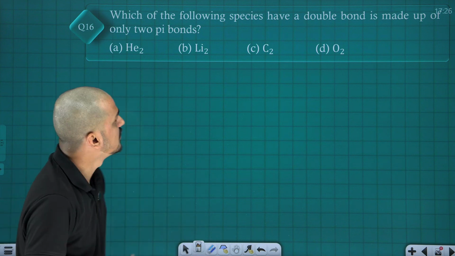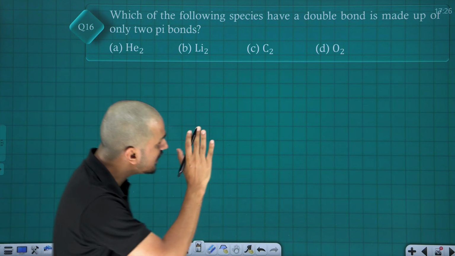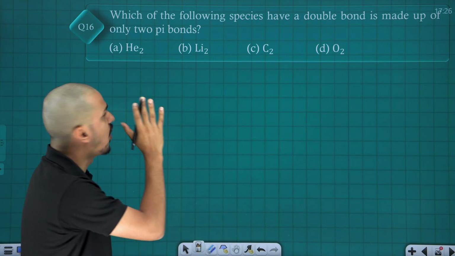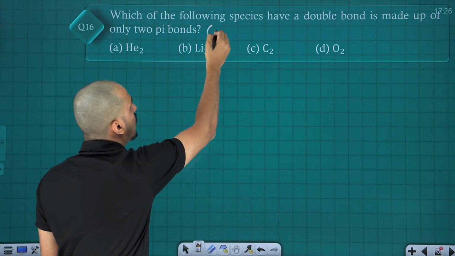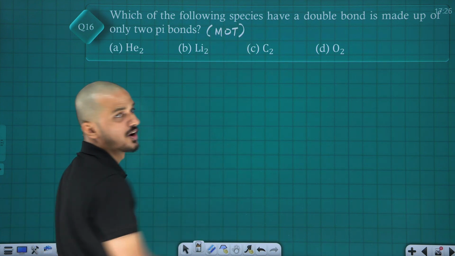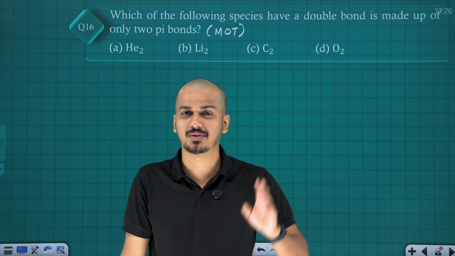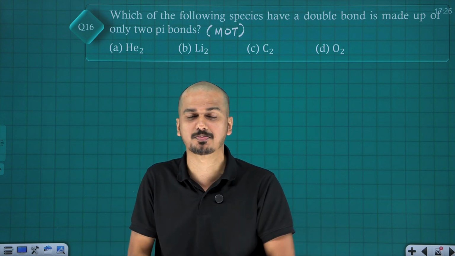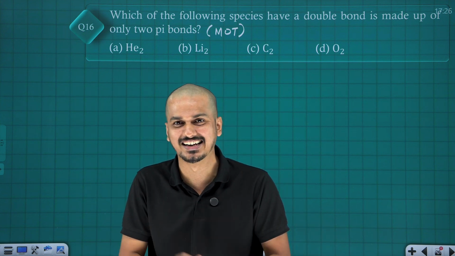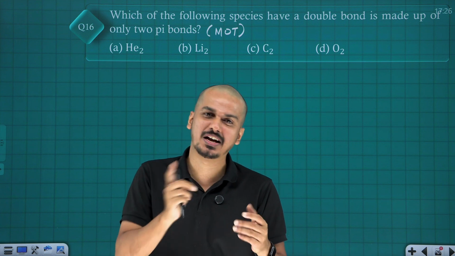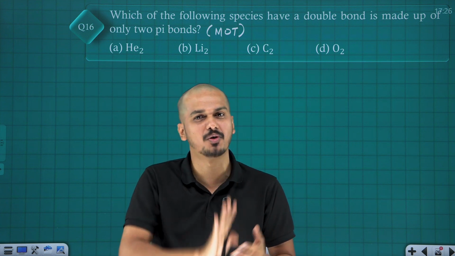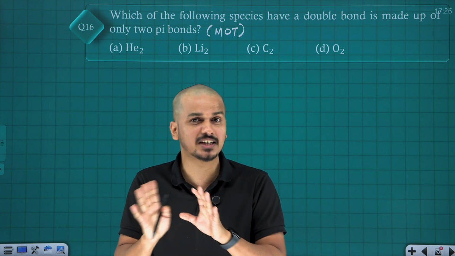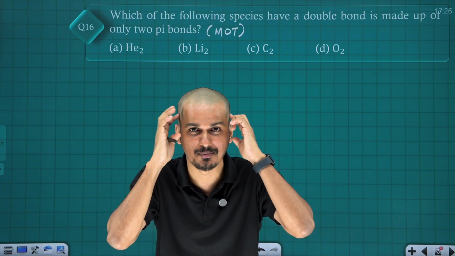What about the question here? Which of the following species has a double bond made up of only 2 pi bonds? This is according to molecular orbital theory. According to valence bond theory, what we learned? We learned the idea that only after sigma bond formation will pi bond form. But in molecular orbital theory, it is not like that. That idea you have to keep in mind.